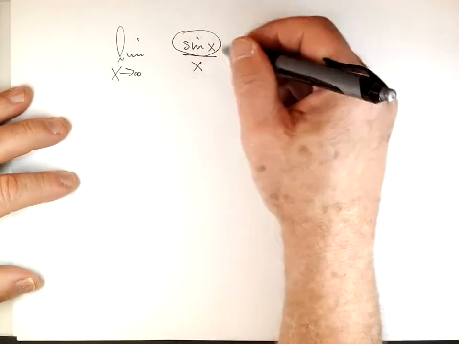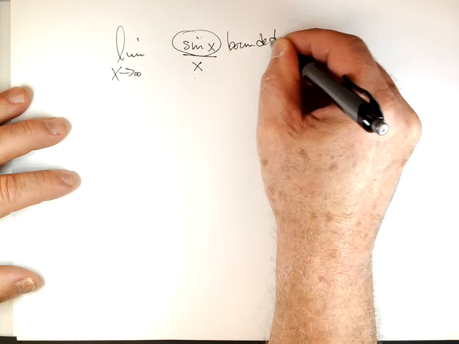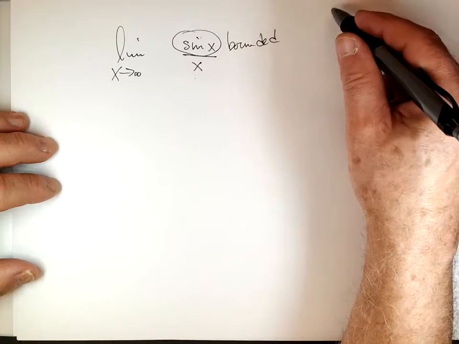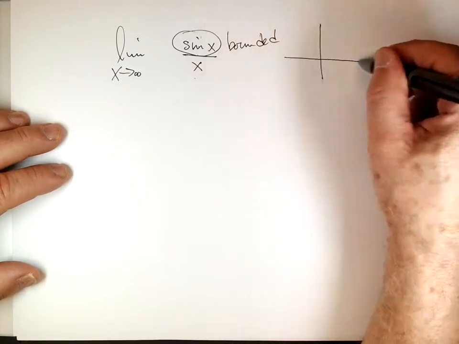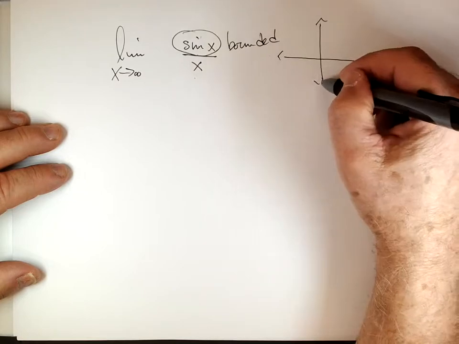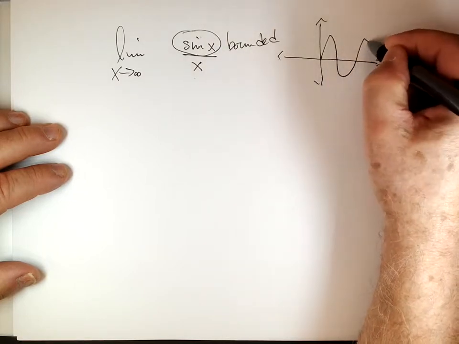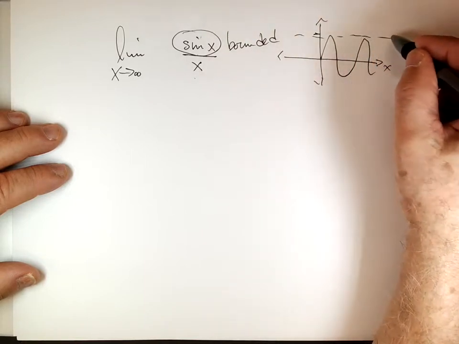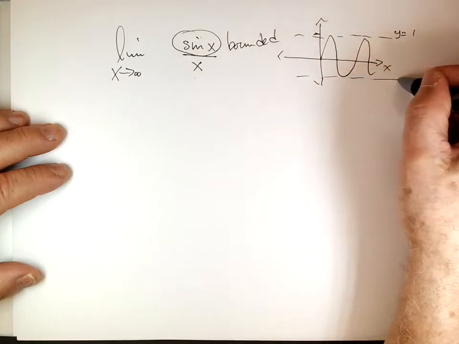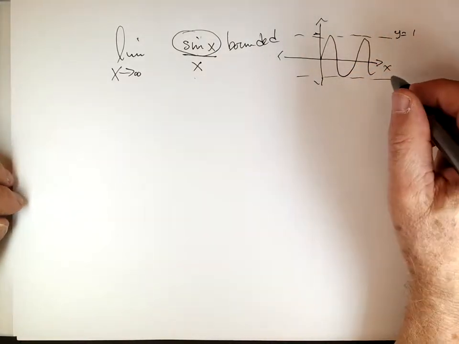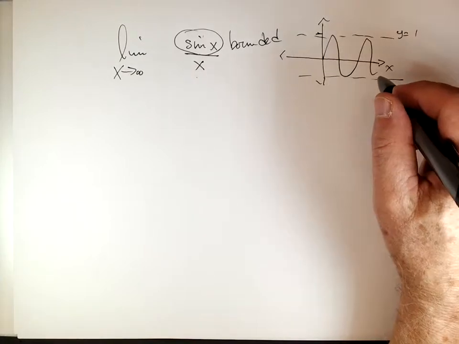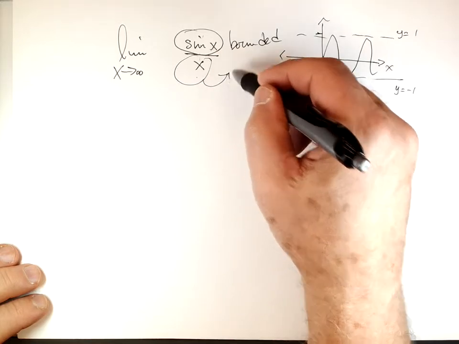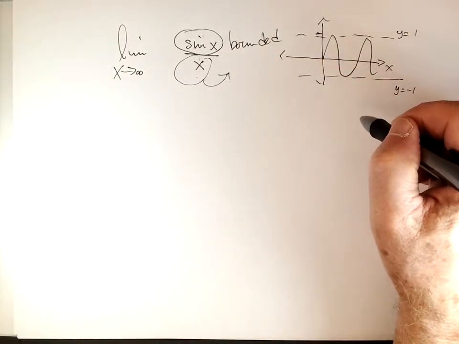This numerator is said to be bounded. Bounded means it has an upper boundary beyond which it doesn't go. See, sine x is bounded. Here's sine x. It's bounded above by y equals 1. It never gets beyond that. And it's bounded below by y equals negative 1. It never goes below that. It's stuck between those two boundaries. X, on the other hand, is not. It will increase without bound. It's unbounded.